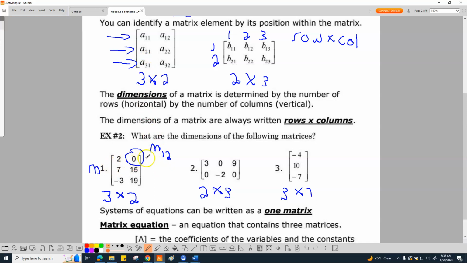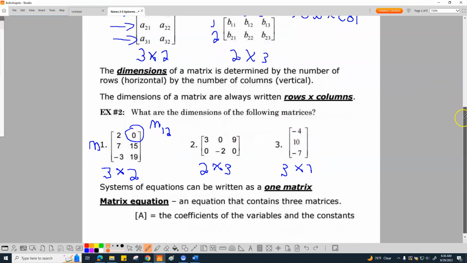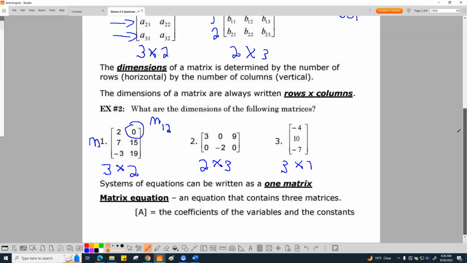So this would be M1,2. And that'd be the element right there. So that's really the basics of all of these things. That's it for now. I think that's it for now on how we do this. I'm going to talk about in the next video what we can do with it a little bit.